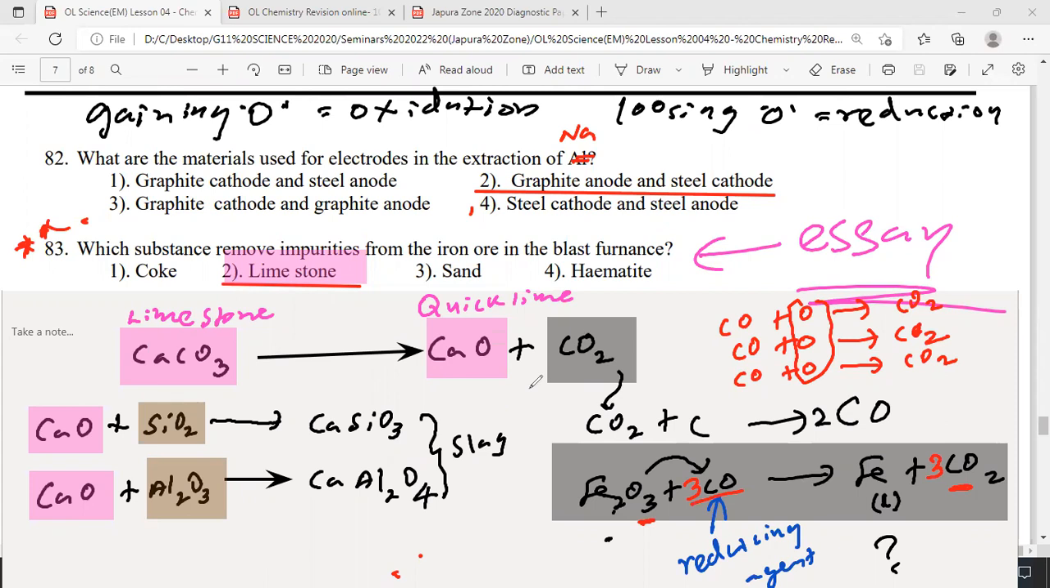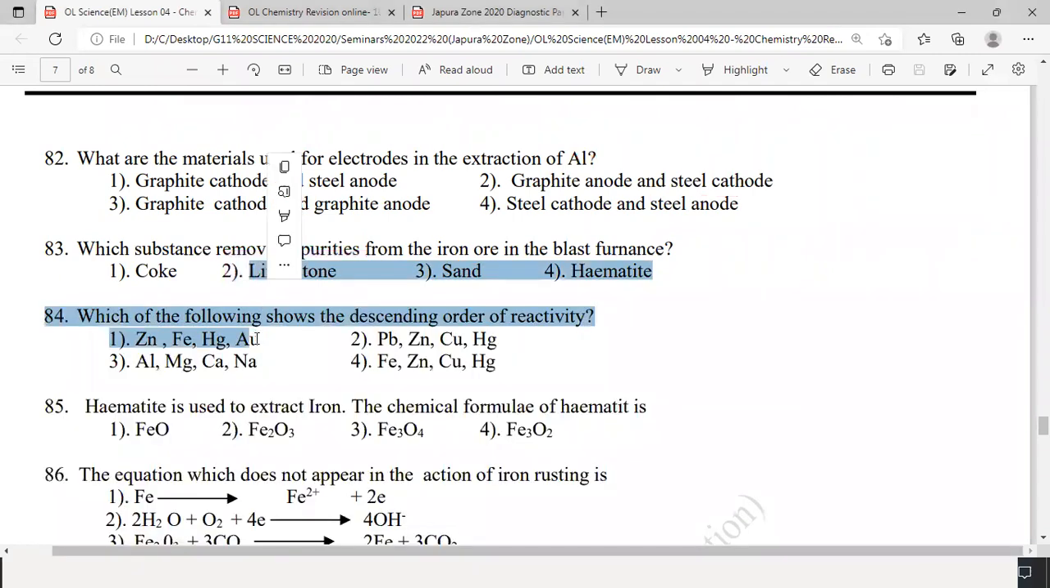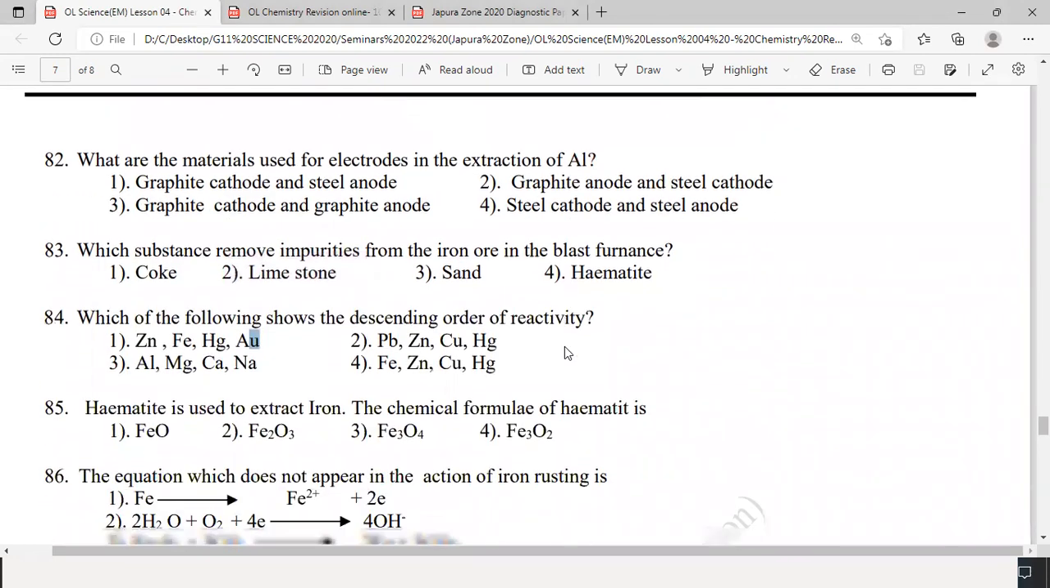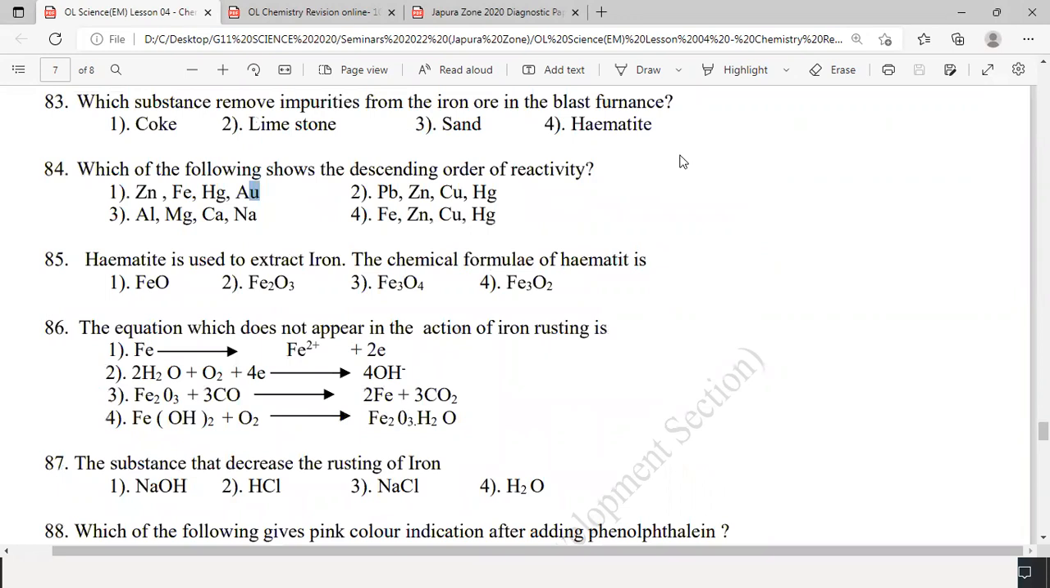Right. Question number 84. I'll erase the screen. Yes, any volunteers? Descent in order of reactivity. What is the meaning of descent in order of reactivity? Descent means highest to lowest. Please highlight if you want. That is, most reactive to least reactive. Any volunteers who can give me the answer for this?